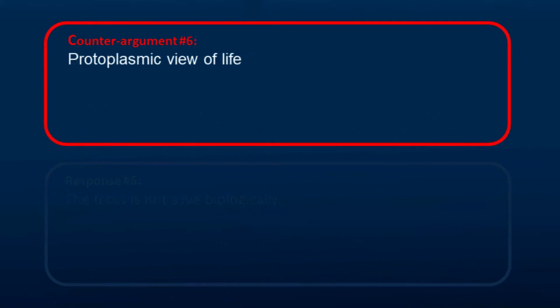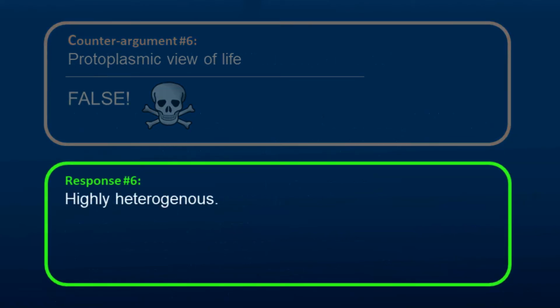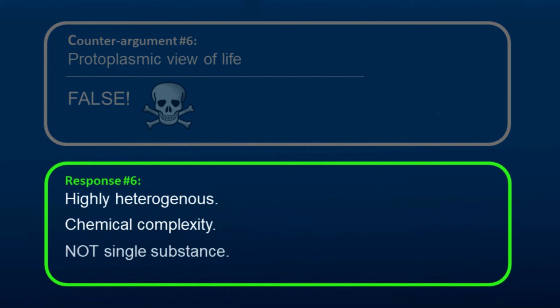Another counterargument is about the protoplasmic view of life. This argument is completely false. Cytological studies revealed that substances are highly heterogeneous and revealed the relative cellular nucleus during cell division. Biochemical studies revealed the chemical complexity of the living cell. A single substance cannot be responsible for the transition from non-life to life.